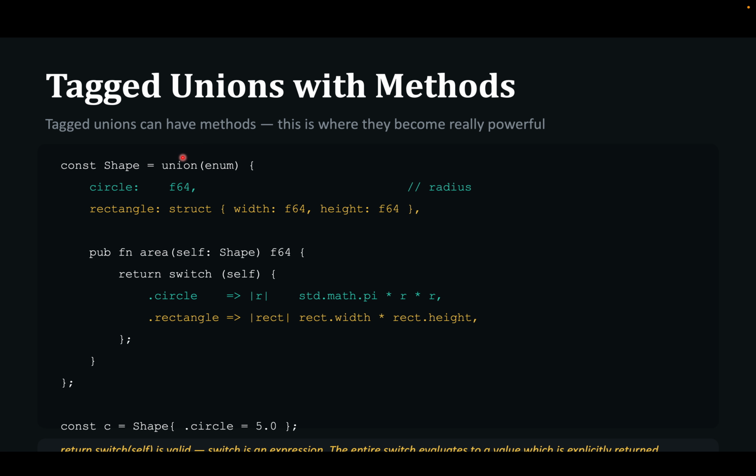Tagged unions become really powerful when you add methods to them. This is a Zig pattern for polymorphism without classes or inheritance. You can see the code in front of you: this is a const Shape union taking an enum, which makes it a tagged union. We have a circle with a data type of f64, and a rectangle, which is a struct of width and height. Then you create a function called area, and it's a method because it takes the shape itself, and it returns with a switch case whether you are passing a circle or a rectangle.